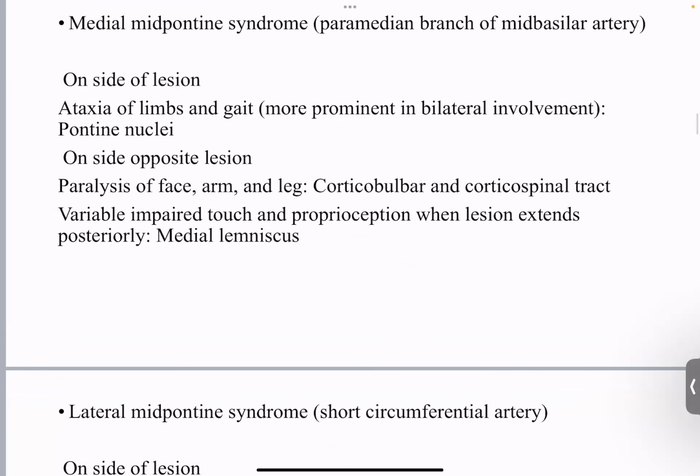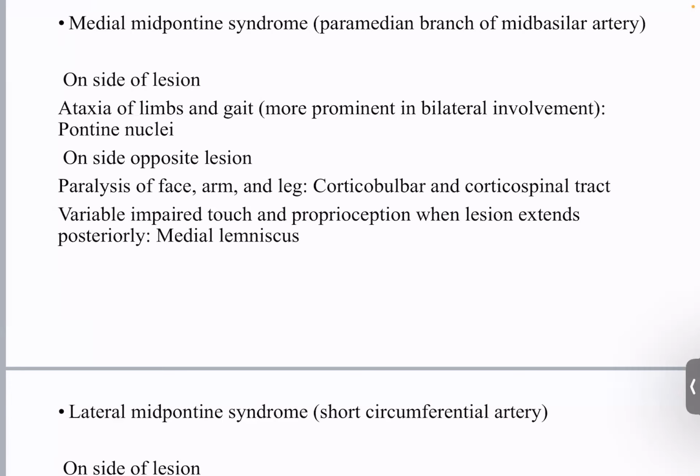Then we have medial midpontine syndrome. Again, on the opposite side, we have paralysis of face and arms due to corticobulbar and corticospinal tract involvement. And medial lemniscus involvement can cause impaired proprioception. And the pontine nucleus, small things may be there.